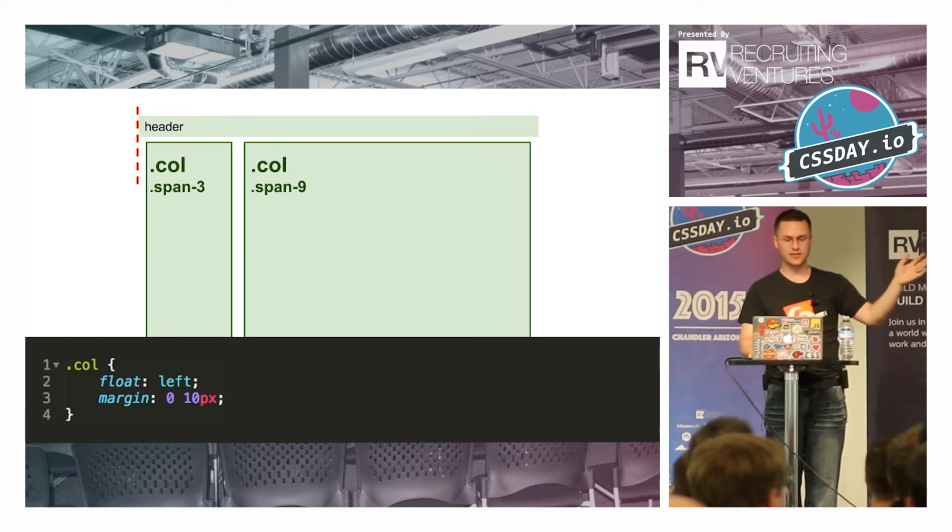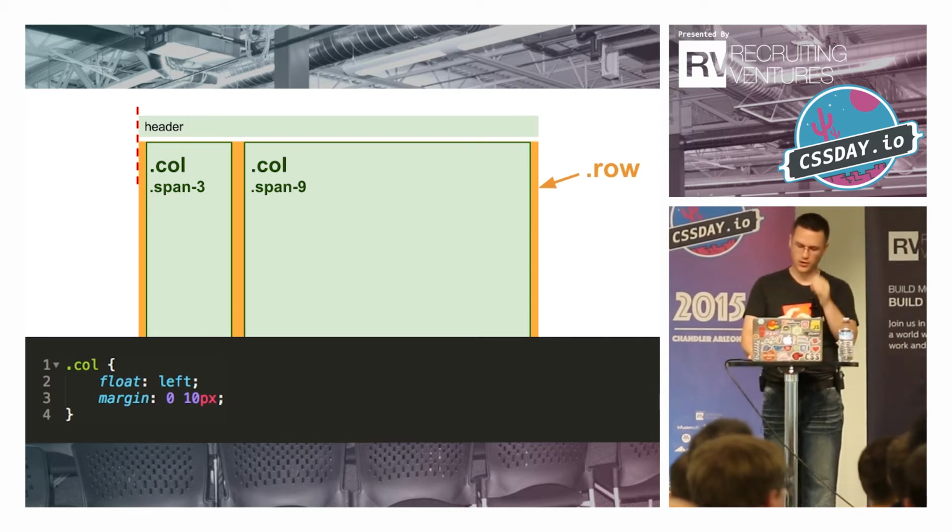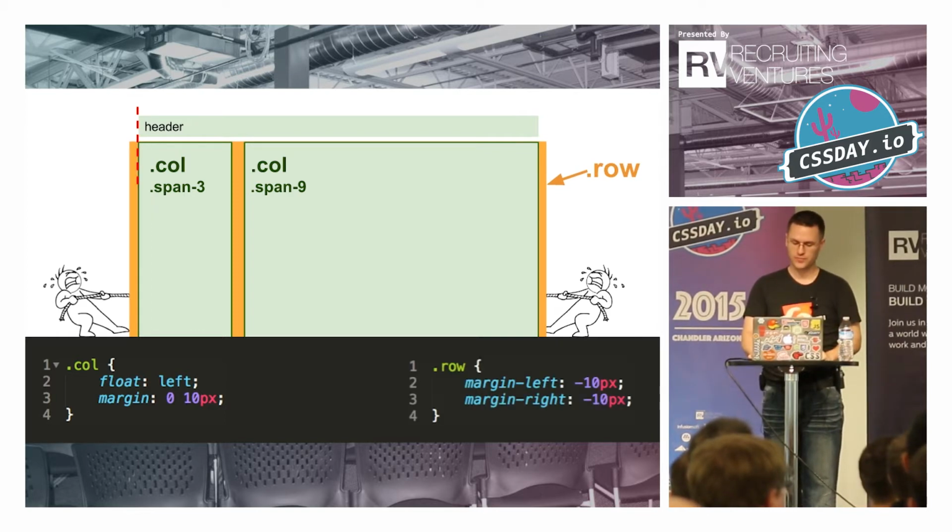Because anytime you have stuff side by side, you always need a container to contain them. So that's going to be called row. So we're going to take row, and we're actually going to do negative margin, and we're going to pull it to the outer edges, and that's going to make it line up with the header again. So that's pretty much how grid systems work. I mean, you can make most grid systems in less than 10 or 15 lines of CSS.